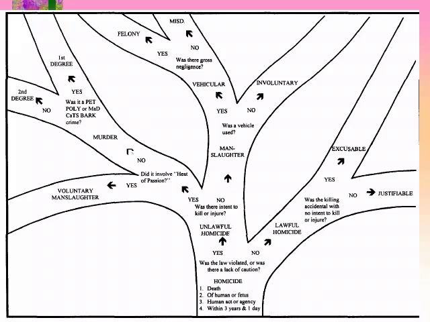That's justifiable. Go back down to the base of the tree and look at where it says, was the law violated or was there a lack of caution? If the answer is yes, it's an unlawful homicide. Was there an intent to kill or injure? If the answer is no, then it's a manslaughter. Was a vehicle used? If the answer is no, then it's involuntary, meaning that you didn't mean to injure the person. You were in a fight with them, you punched them, they hit their head on the corner of a table and die. Was a vehicle used? If the answer is yes, then it's vehicular manslaughter.